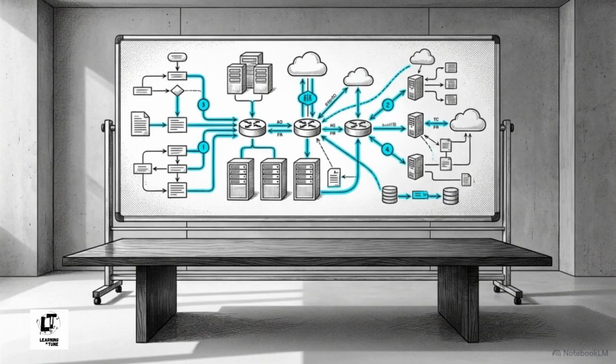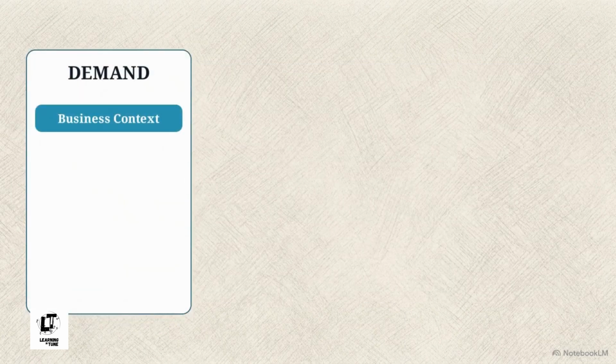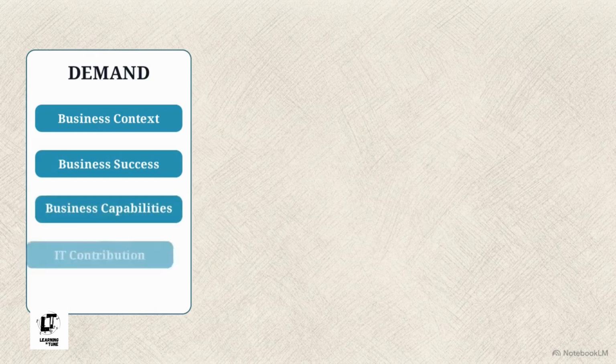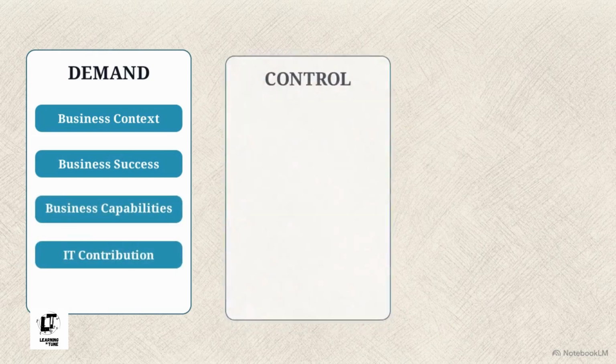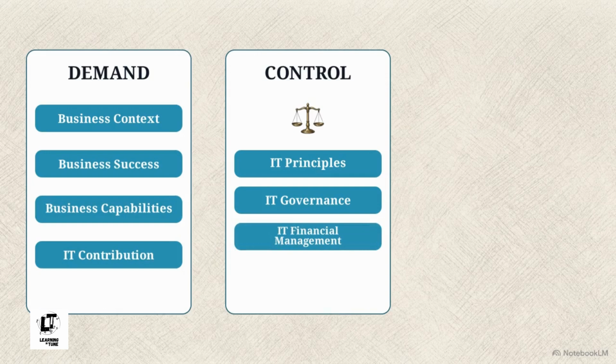measurable enterprise blueprint. This diagram represents Gartner's IT strategy template. It serves as the industry-standard mental model for organizing strategic priorities, splitting IT strategy into 3 distinct pillars. The first pillar is demand. This establishes the business context, defines what business success looks like, and identifies the exact organizational capabilities required. The second pillar is control. This dictates the IT principles, governance structures, and rigorous financial management required to oversee the operation.